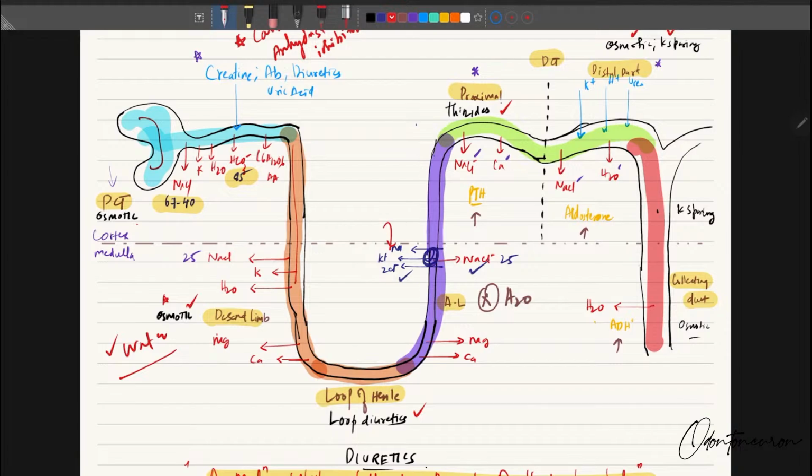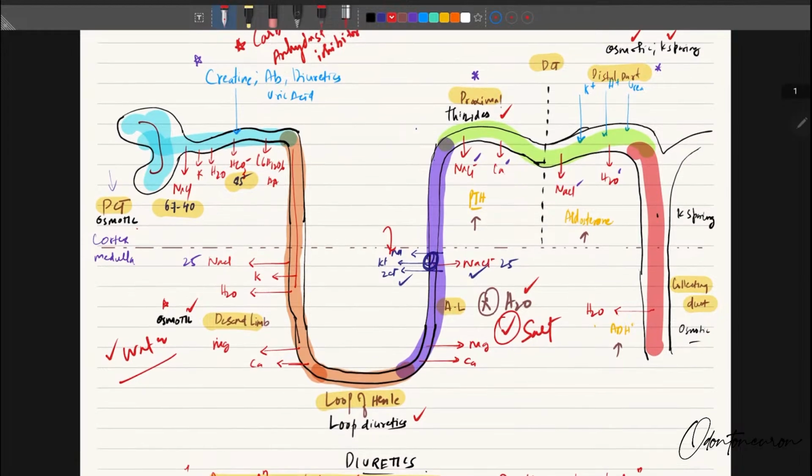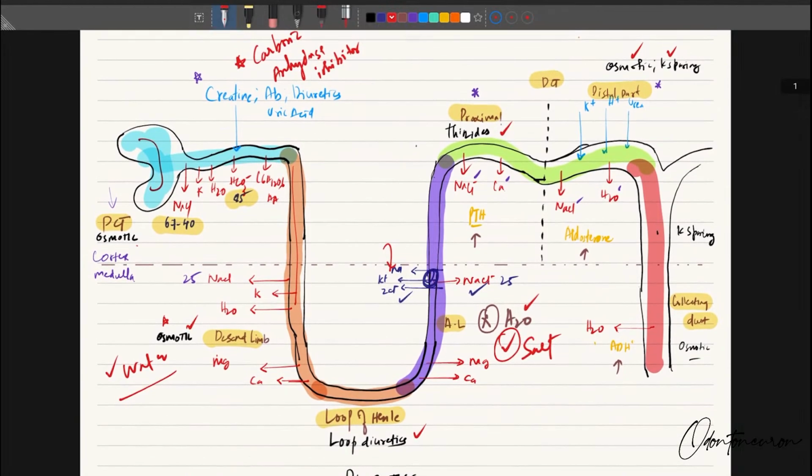It bends in the loop of Henle and goes up, onto the ascending limb. The ascending limb is not permeable to water, but it is permeable to salt. That's why sodium chloride is coming out, and that's why the sodium potassium chloride channel is available there. The drug which acts there is the loop diuretics. That's why it acts in the loop. Loop diuretics are super duper important, high-yield diuretics you have to know.